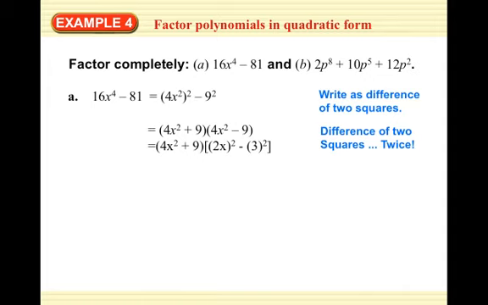We consider the fact that 4x squared minus 9 is 2x, quantity squared, minus 3 squared, and we apply our pattern. So the difference of 2 squares there would factor out to be 2x plus 3 times 2x minus 3.